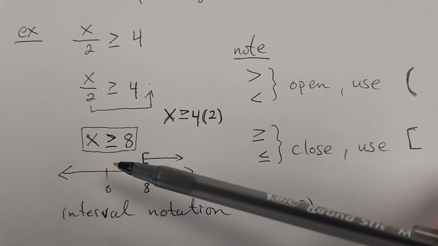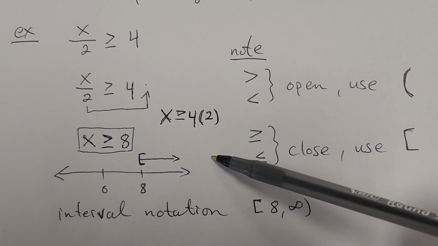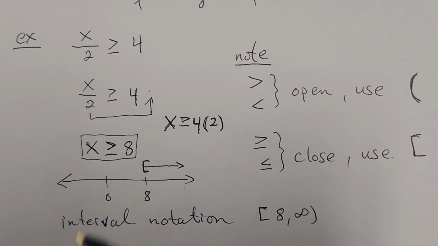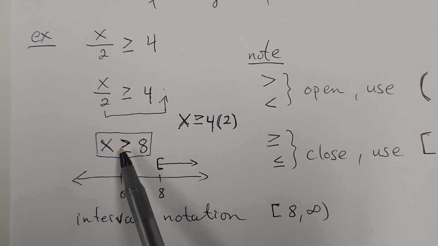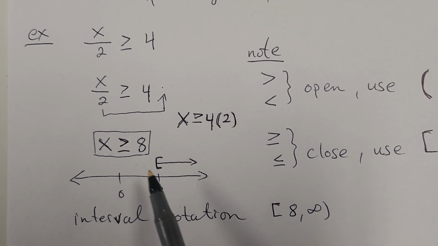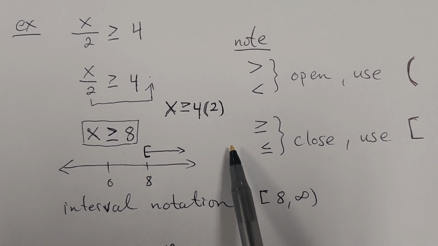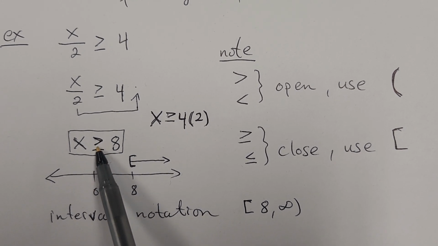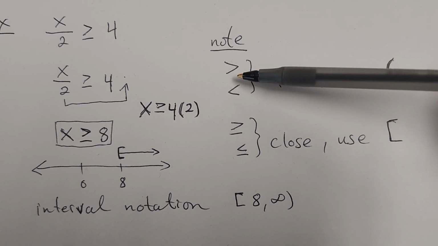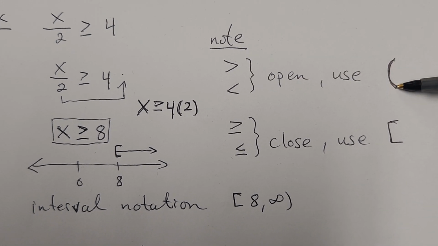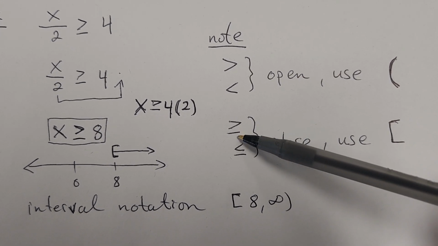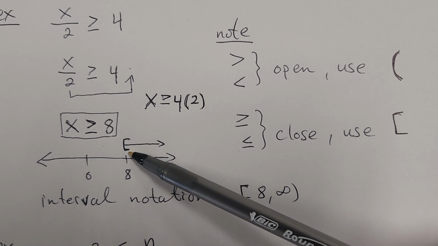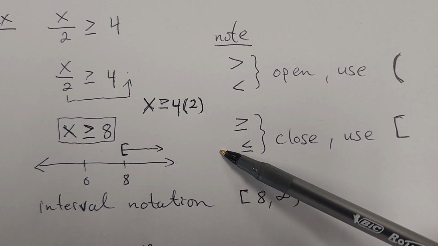Now how do I know I'm going to the right? It is based on this symbol right here. This symbol is facing to the right side, so I start from 8, go to the right. How do I know to use bracket or parentheses? If I don't have a line, I will use parentheses. If I do have a line underneath, I will use bracket. So bracket from 8 all the way to positive infinity.